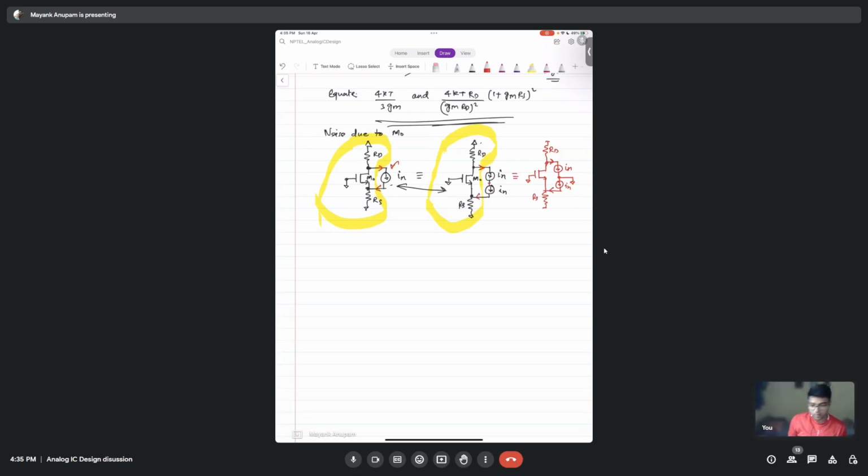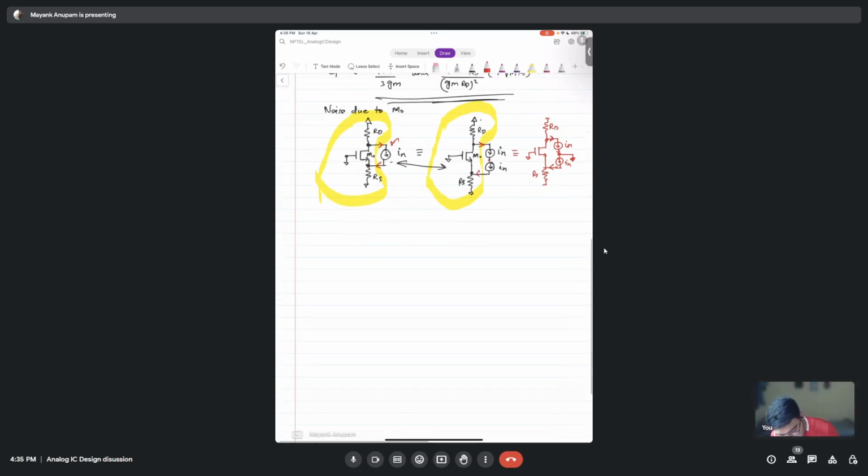Yes, sir. Doesn't matter. And at this node also, the effective total current that is going to flow here is IN, and current is coming IN. So effectively nothing changes when I connect ground here, isn't it? Yes, sir.